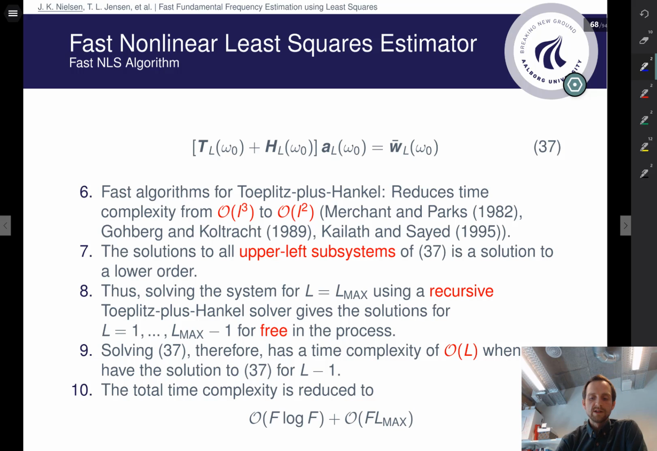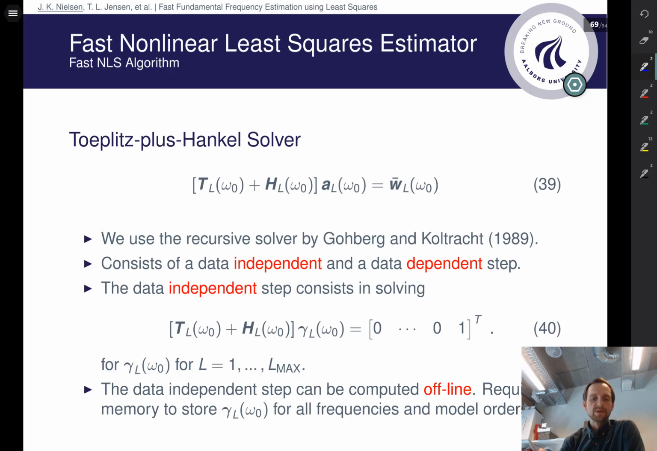and so we can conclude that the total complexity of solving the problem that we had on the previous slide, solving the linear system, is just the same as that for harmonic summation. And I know that it might be a bit hard to follow all these steps here, but I really encourage you to read the paper if you're interested, because there we have all the details. These are just the highlights, really.